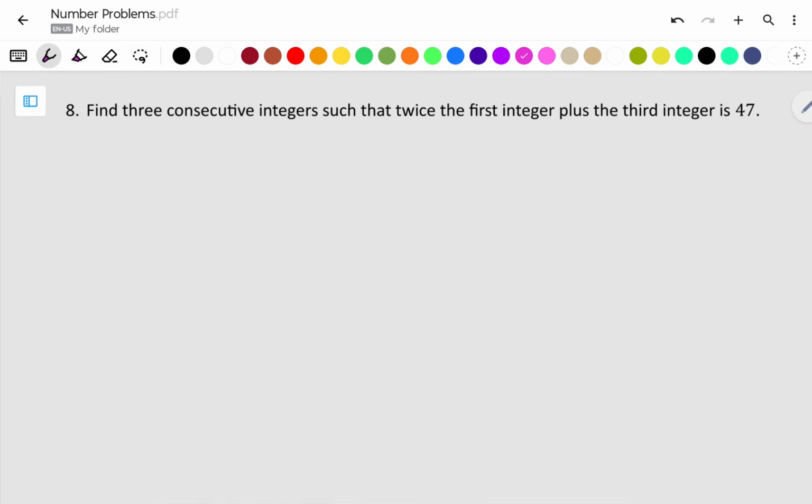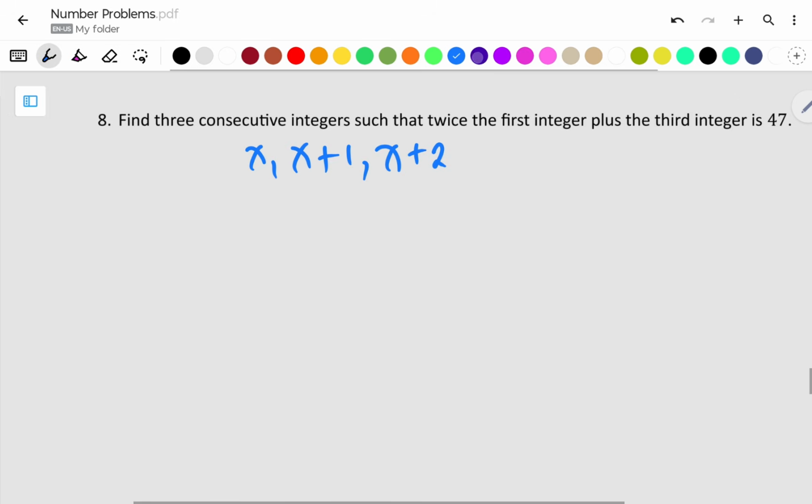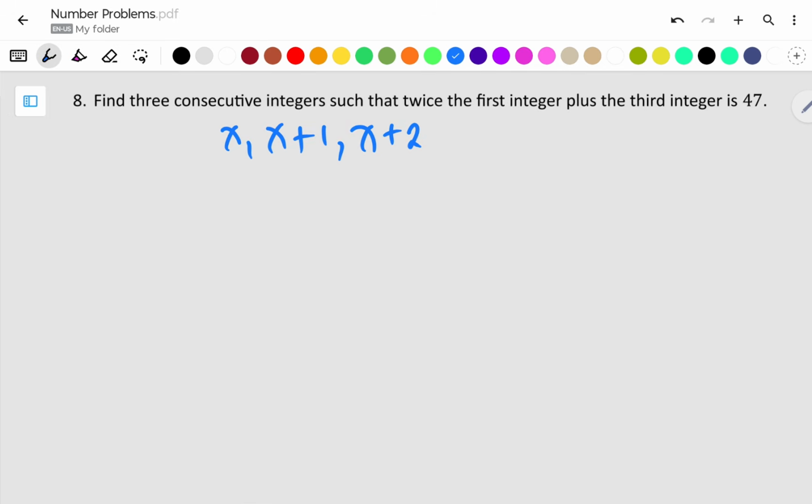Number 8, find three consecutive integers such that twice the first integer plus the third integer is 47. Three consecutive integers, x, x plus 1, and x plus 2, such that twice the first, so 2x, plus the third is 47. 2x plus x is 3x, plus 2.